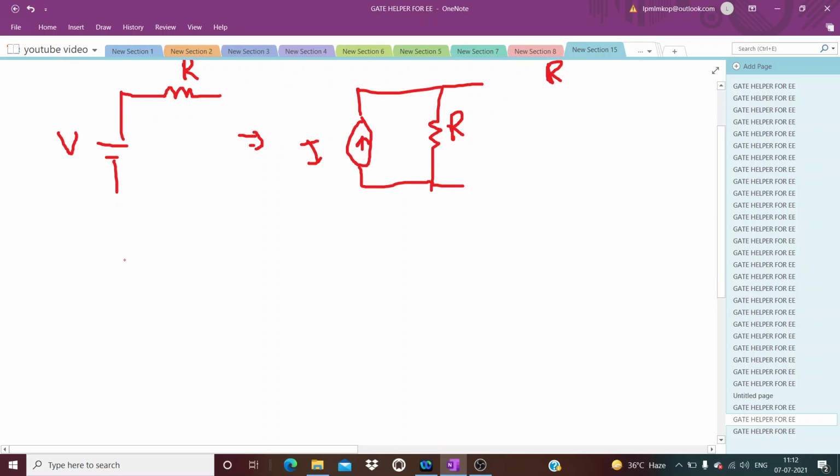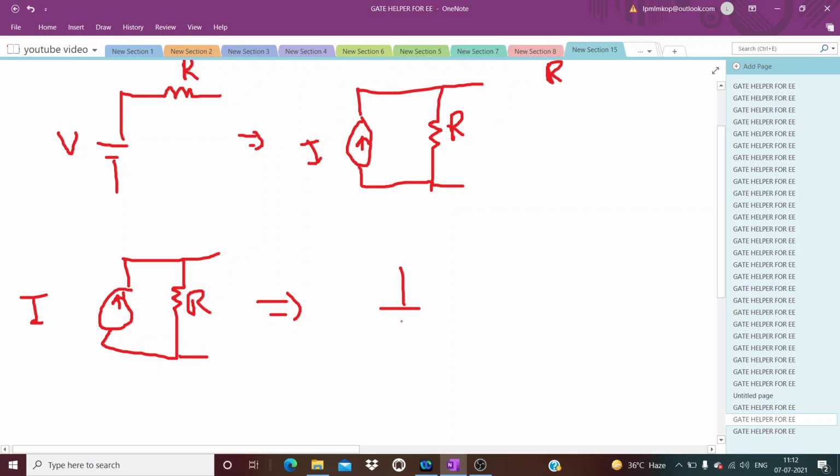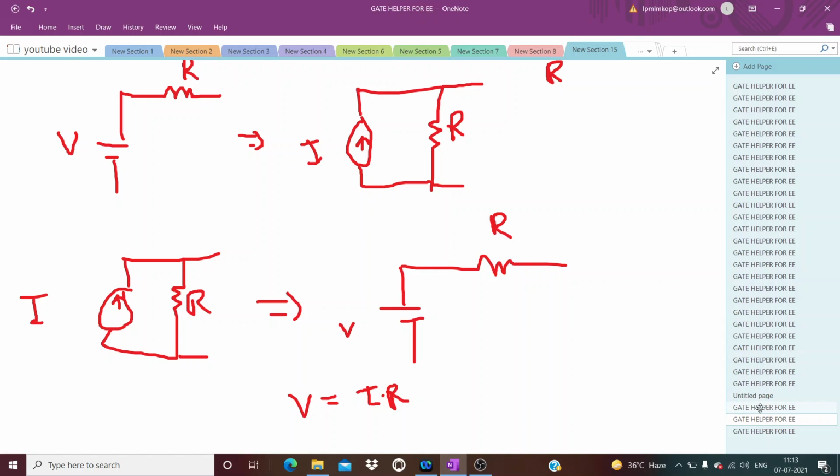Similarly, if you have a current source with a parallel resistance, this is I and this is R, then you can convert this current source into a voltage source in series with the resistance. This R will remain constant, and this V will be simply I into R. So this is the source transformation. You can convert a voltage source into a current source, and a current source into a voltage source. This is what I am going to use.